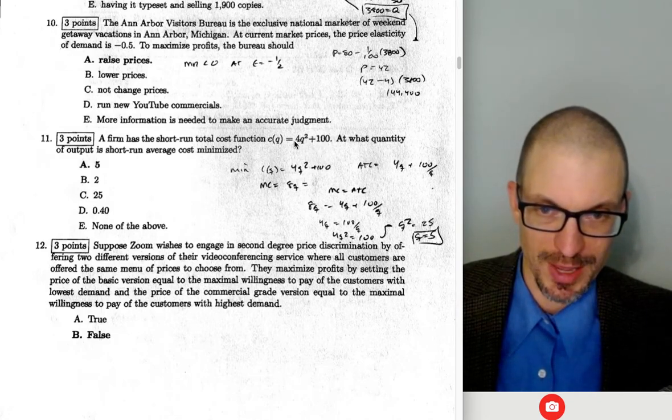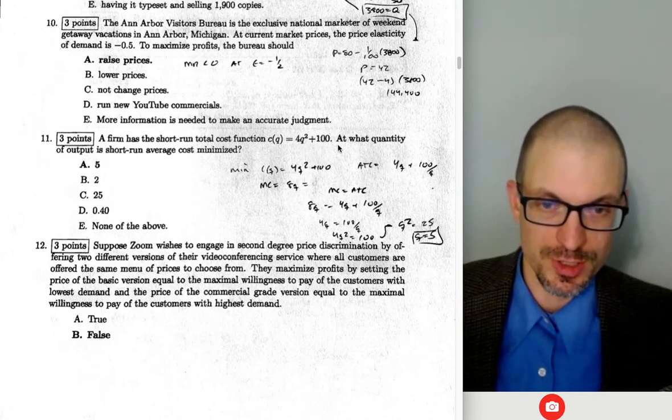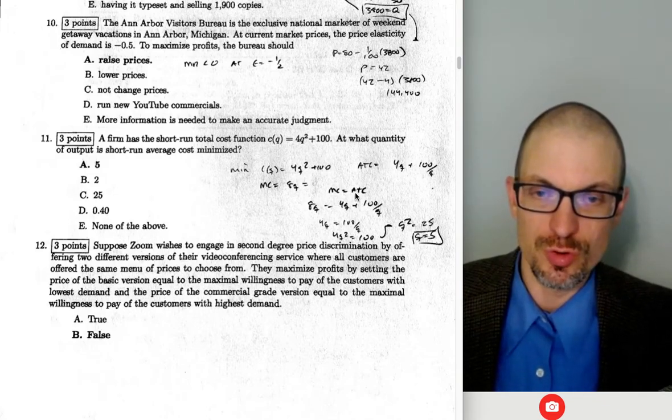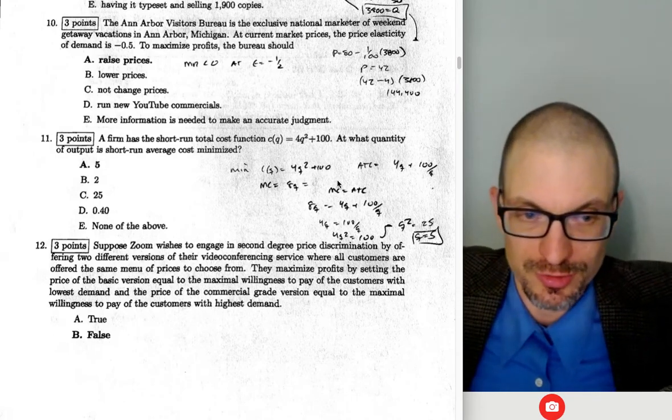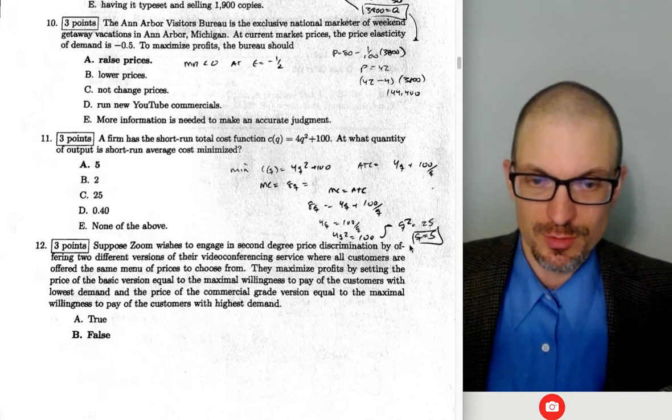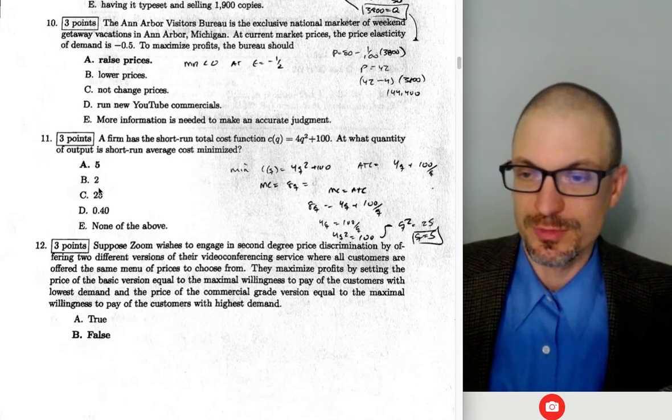So divide this by Q. So it's going to be 4Q, and it's going to be 100 over Q. Set those equal. Marginal cost equals average total cost at the minimum of average total cost, right? And if I solve then real quick, just algebraically, we're going to get Q is equal to 5.